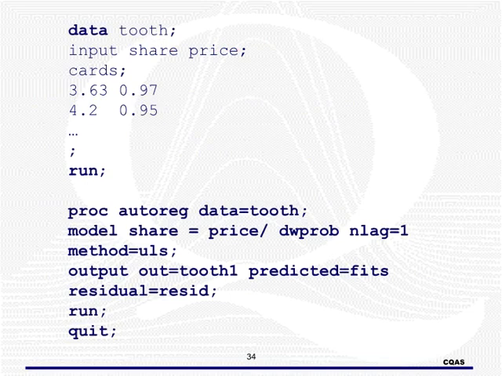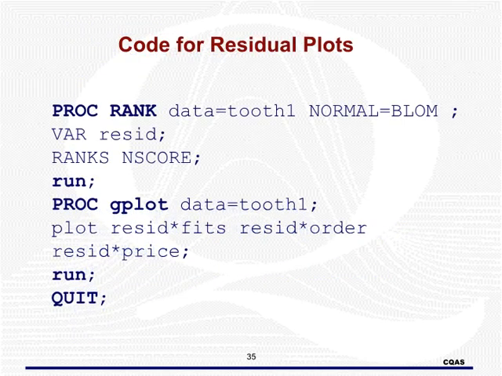Notice in the model statement, we are telling SAS to perform the DW test. We are also telling it to fit a model with the error structure first-order autoregressive. That is done with the lag command. The code on this slide will create the residual plots for the model.